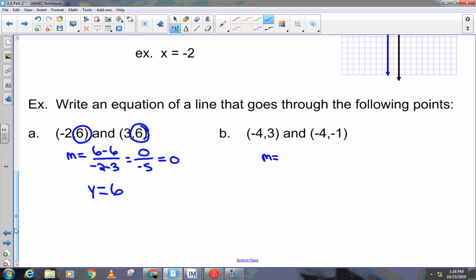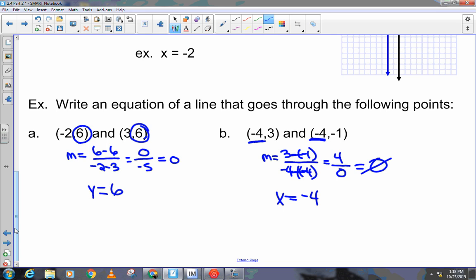Again, we want to find the slope. 3 minus a -1 over -4 minus a -4. 3 minus a -1, 4. -4 minus a negative 4 is 0. What is 4 divided by 0? You put that in your calculator. It is going to say error. So this one is undefined. What kind of line is undefined? Vertical. And what axis does it go through? X. So we know that it's going to be x equals. And looky here, both of those are the same number, right? Okay, so it's x equals -4.